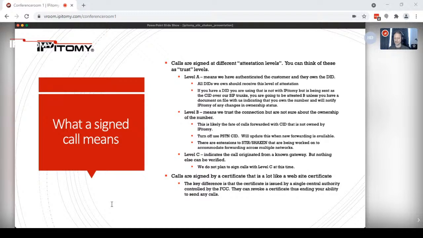because level B specifically says that we trust the connection, but we're not sure about who owns that number. And so this is likely the fate of calls forwarded with a caller ID that is not owned by Epitomy, basically any normal legitimate caller ID. On your Epitomy PBX, you want to turn off the use PSTN CID for now if you want the calls to be attested A.